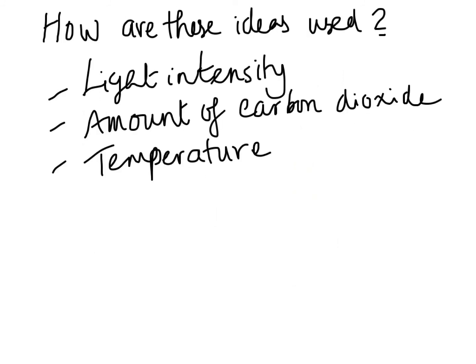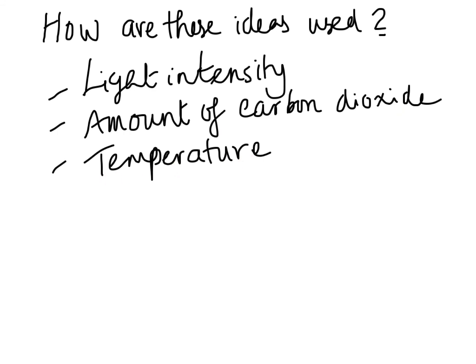So these ideas of limiting factors are actually used in the commercial production of food in greenhouses. So we're going to be looking at how it is really industrially important, and a study of limiting factors and an understanding of what affects photosynthesis is really important for us in terms of food production. As we know so far, light intensity can affect the rate of photosynthesis. Amount of carbon dioxide is a factor and temperature is a factor.